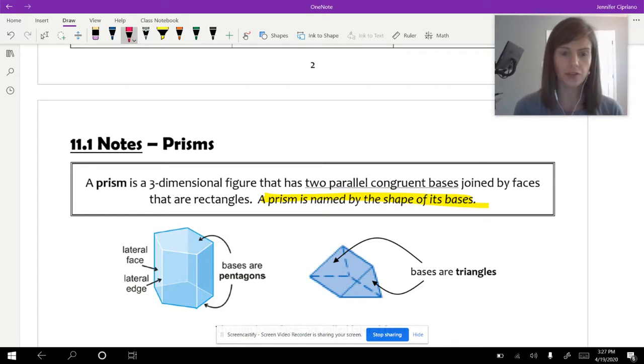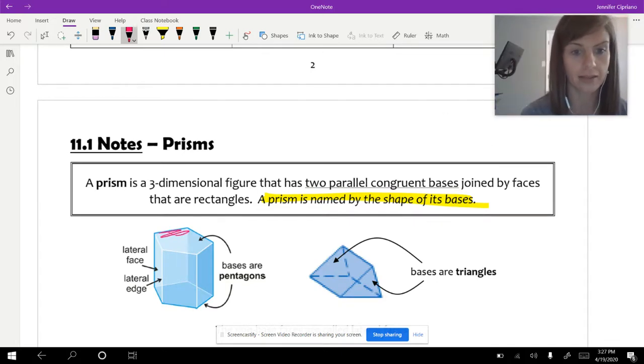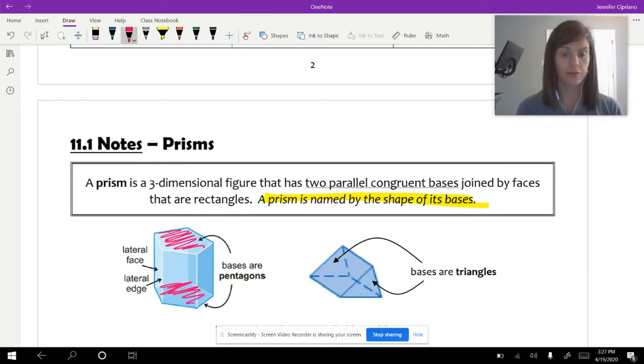Okay, if you look at the two that are in the notes, the one on the left, the two shapes that are parallel to each other are the pentagons. So the pentagons are the bases of this prism. And then those pentagons are connected by 5 rectangles. The one on the right would be a triangular prism.